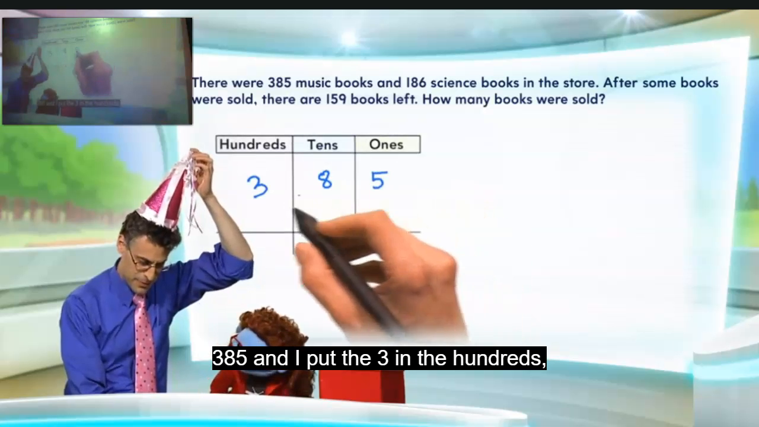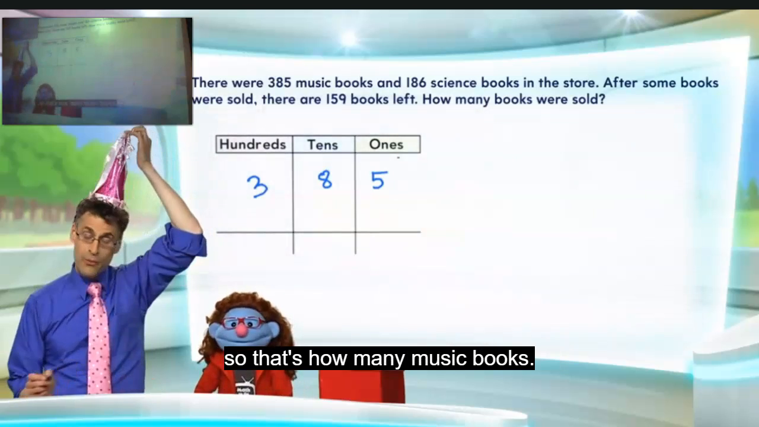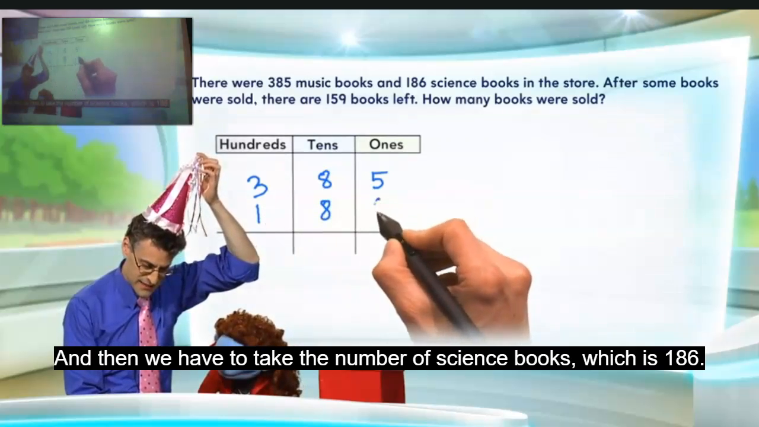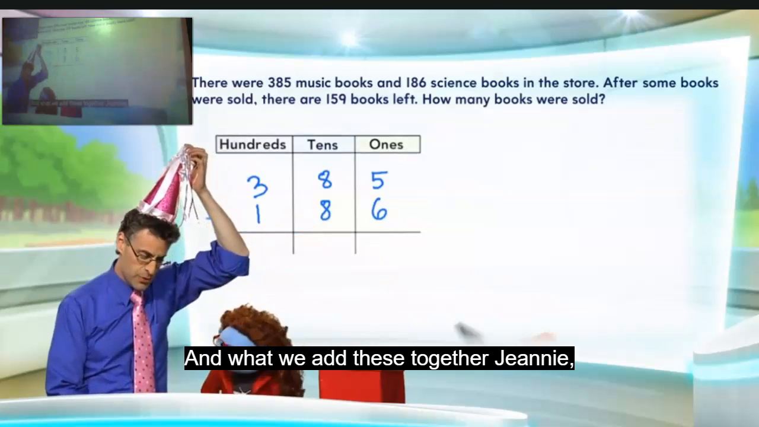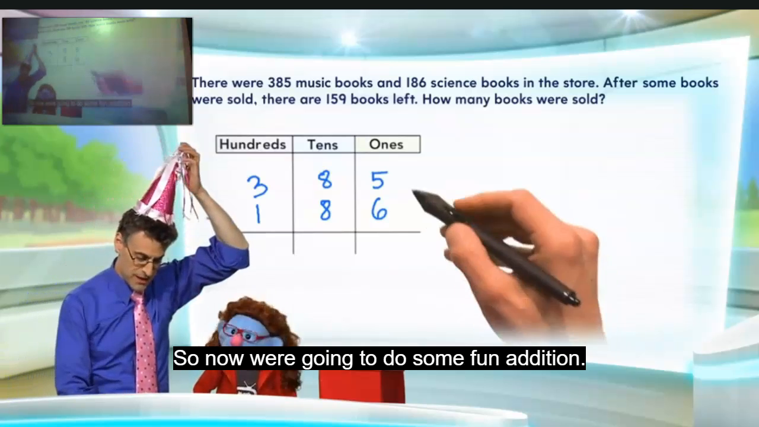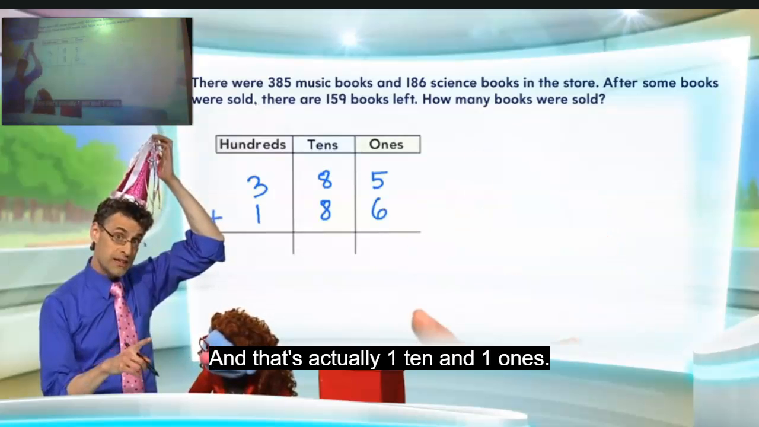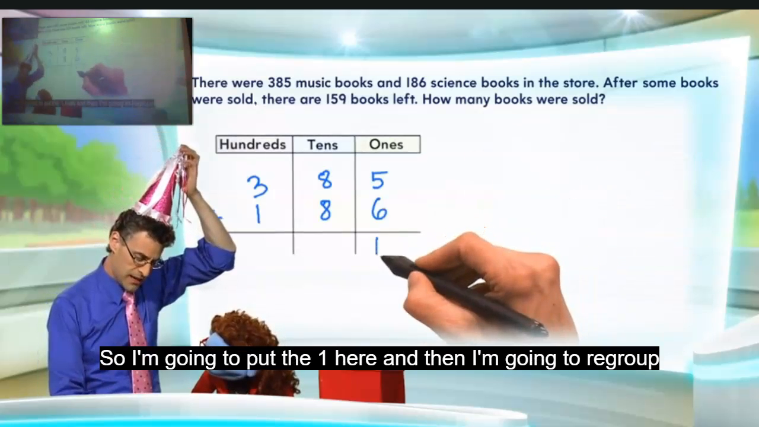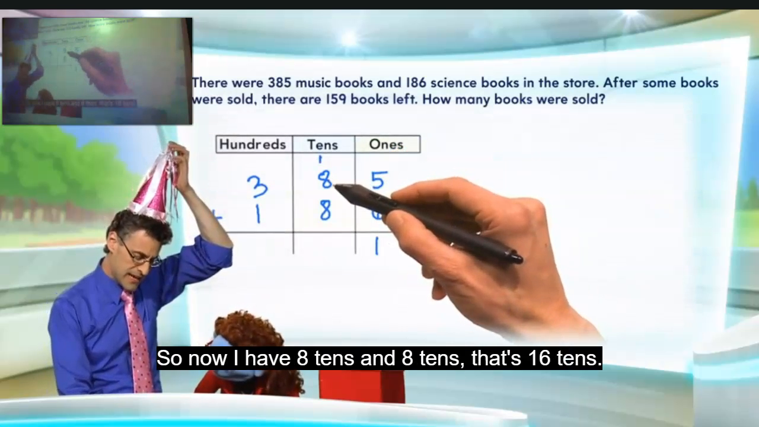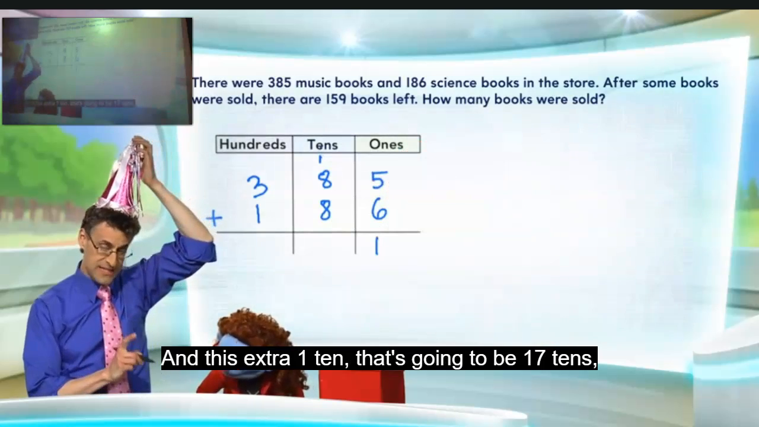385. And I put the 3 in the hundreds, the 8 in the tens, and the 5 in the ones. So that's how many music books. And then we have to take the number of science books, which is 186. And when we add these together, Jeannie, we're going to get the total number of books the store had at the beginning. So now we're going to do some fun addition. So if we have 5 ones and add 6 ones, we have 11 ones. Yes. And that's actually 1 ten and 1 one. So I'm going to put the 1 here, and I'm going to regroup and put the 10 up in the 10 spot. So now I have 8 tens and 8 tens, that's 16 tens, and this extra 1 ten, that's going to be 17 tens.